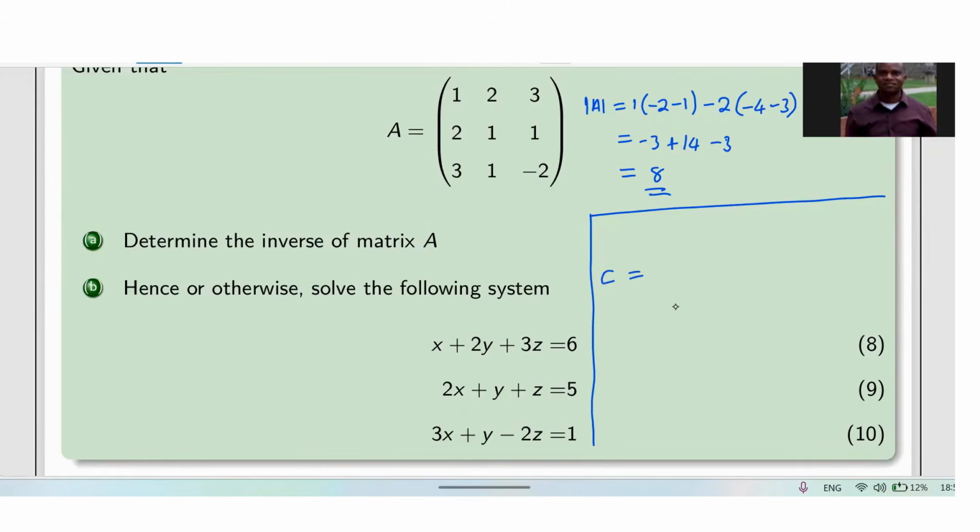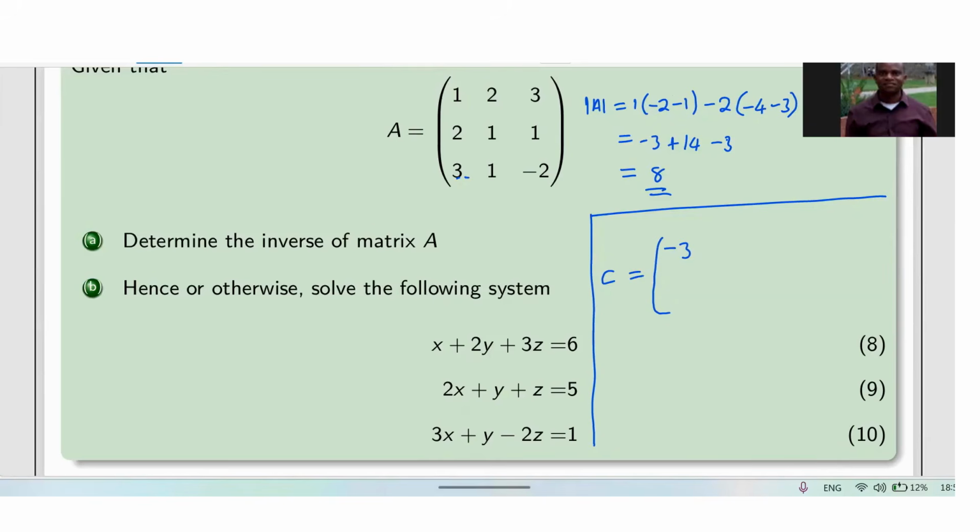So we'll go directly. We know the minor of element 1 is 1, 2, 1, 1, 1, negative 2. So its determinant is 1 times negative 2, which is negative 2, minus 1 times 1, which is 1. So this gives us negative 2 minus 1, which is negative 3. It gives us negative 3 as our cofactor there. Okay.